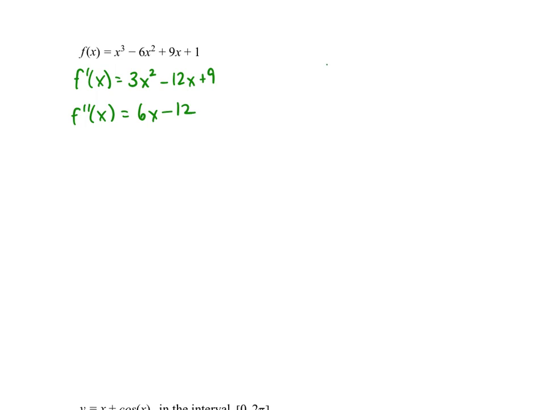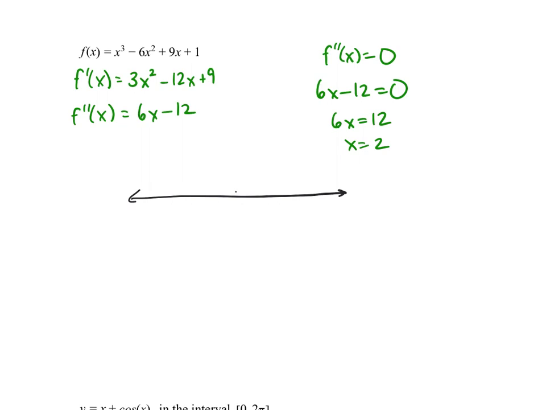So I want to figure out when the second derivative is equal to 0. If I set that up, I get 6x minus 12 equals 0. If I solve this, 6x equals 12, x equals 2. So I have a change in my concavity, and it's going to happen at 2. I mean, a possible change. It doesn't have to change. So my sign chart is going to be broken into two intervals, negative infinity to 2, and 2 to infinity.